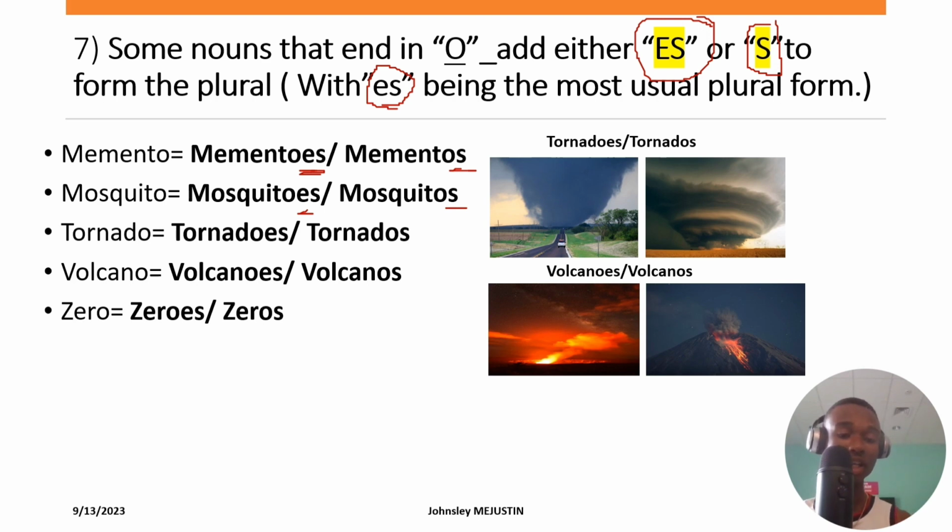We have tornado, and the plural is tornadoes. You put that es or you put just an s. You see this thing right here? Tornadoes. I believe you were familiar with it. Volcano, and this is a volcano, and we have two volcanoes right here. So the plural can be either es or s. Zero, zeros, with es or just s. I hope that makes sense to y'all.